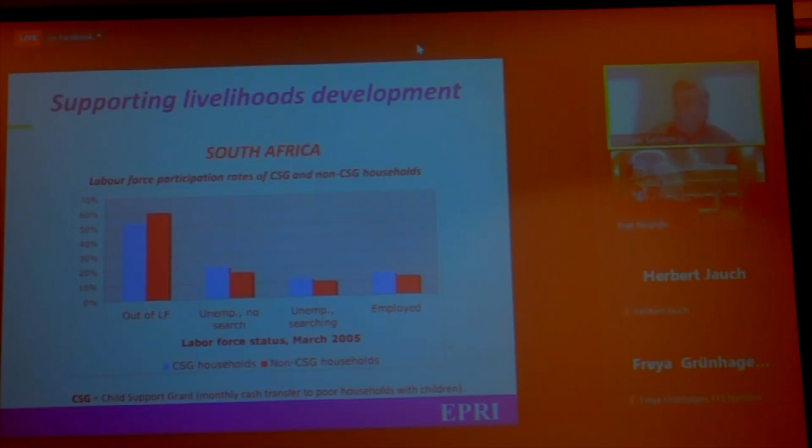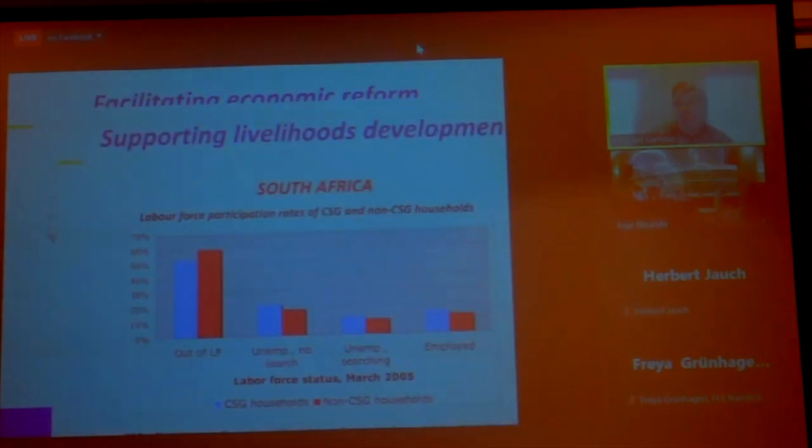There is little evidence that transfers or a basic income grant would create dependency. There's a lot of evidence that they help households manage risk and promote employment impacts.